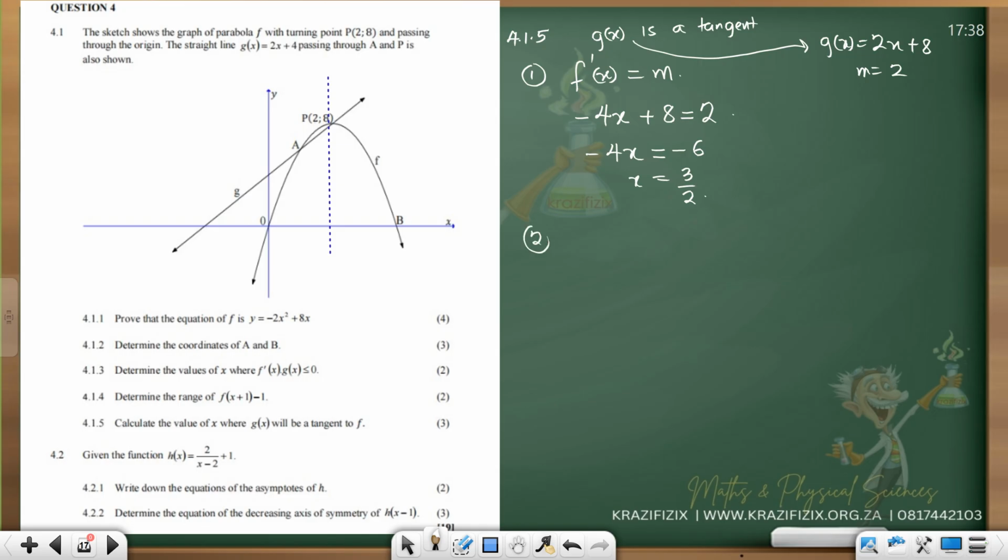But I want to try the other one. Let's walk through the other one. Tangent, 2 points, 2 nodes. Point of intersection. And the discriminant is equal to 0. So let's equate. Plus 8x, 2x plus 4. Negative 2x squared plus 6x.